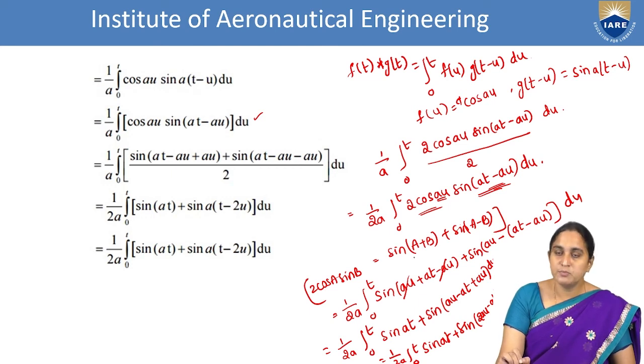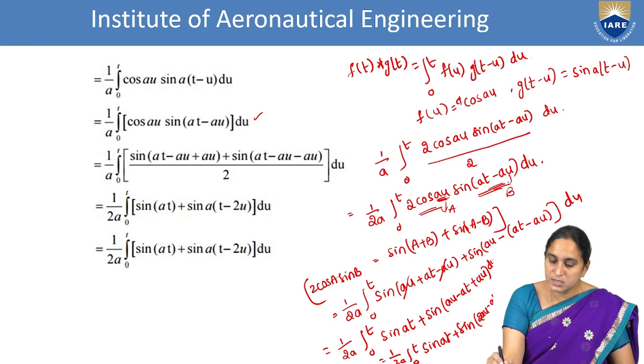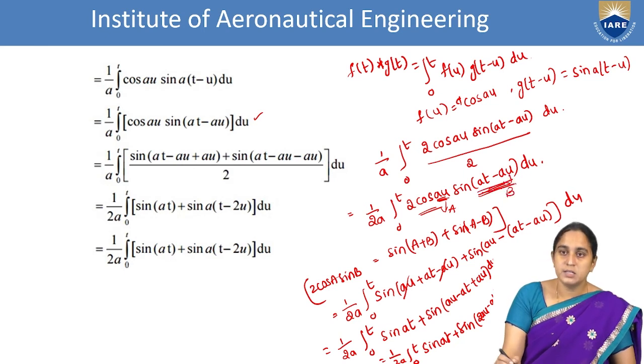From that, what is the formula of that? Sin a plus b plus sin a minus b. From the above step here, what is a? This is a. And what is b? This is b. Then substitute there 1 by 2a into integral 0 to t sin of, okay, a plus b means au plus at minus au, plus sin of a minus b means what? Sin au minus of b means at minus au du.